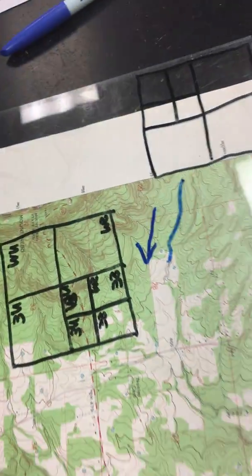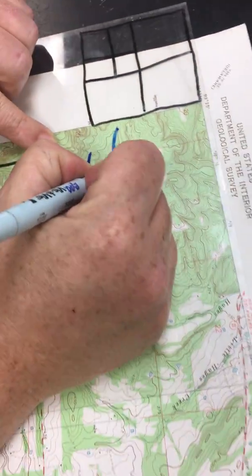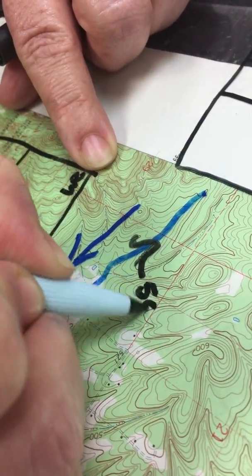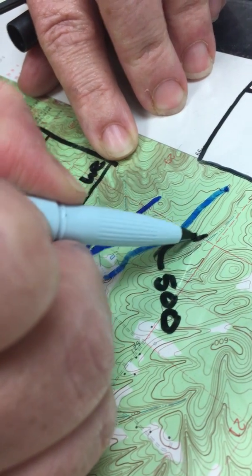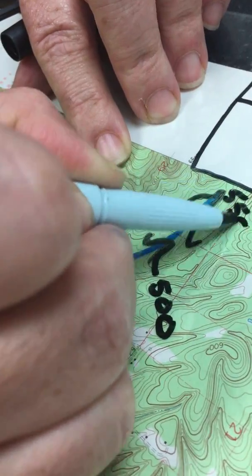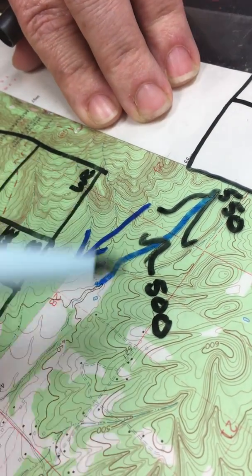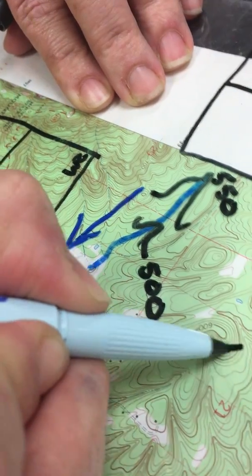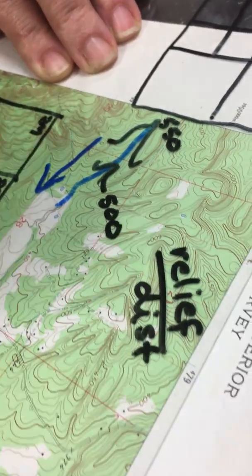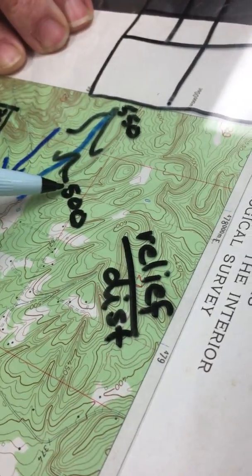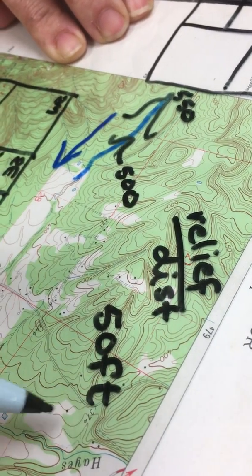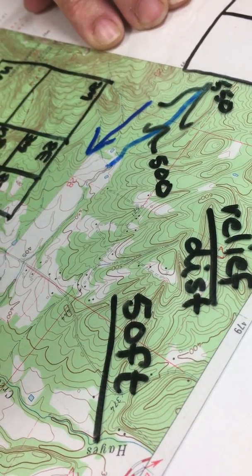So I'm going to get another color and I'm going to draw in right here where my contour line is, and this one's the 500. This one right here is the 550. Okay? So, if it's just relief divided by distance, the relief is the maximum minus the minimum. So the difference is 50 feet. Now we got to determine the distance.